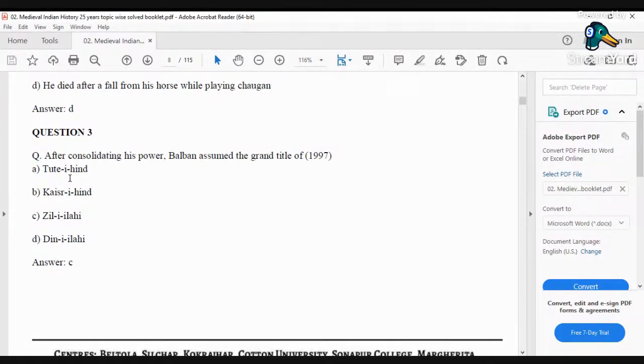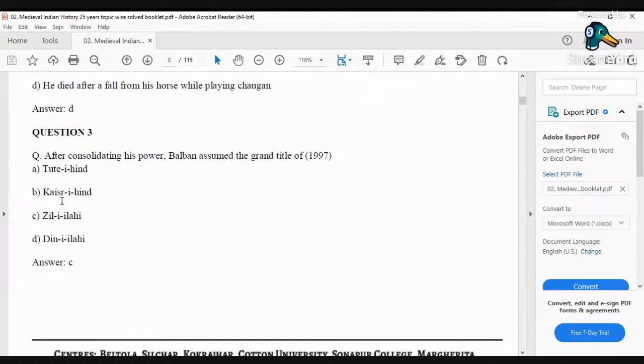Amir Khusrau is also said to be the founder of Hindavi. Hindavi, in a way, can be called the mother of Hindi. He is also known as the father of the Hindavi language, and the Hindavi language, as we all know, is said to be the origin of the Hindi language. So Tutiye Hind is a title which has been given to Amir Khusrau.